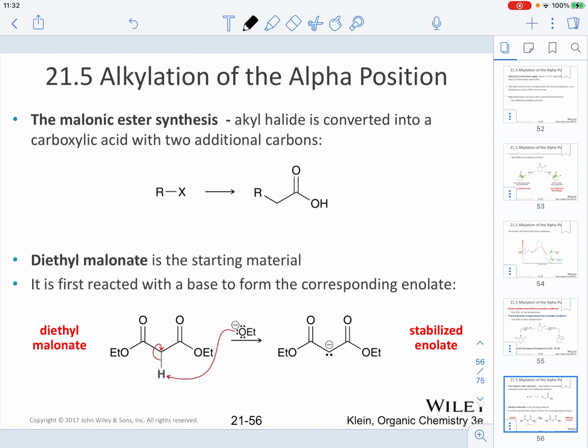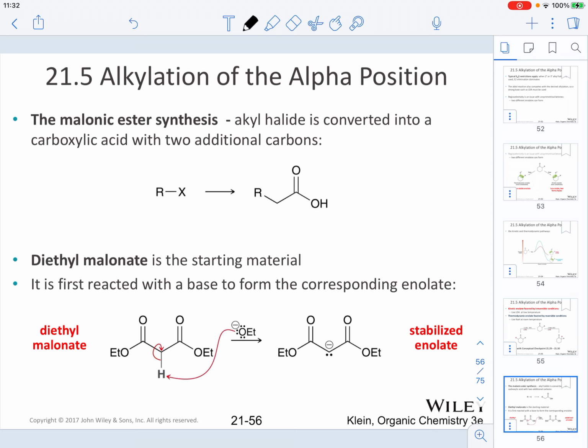Continuing talking about the alkylation of the alpha position, now we're going to talk about the malonic ester synthesis. In the malonic ester synthesis, an alkyl halide is converted into a carboxylic acid with two additional carbons. In a way, what we're doing is alkylating part of the carboxylic acid. Understand that for this process, diethyl malonate is the starting material.